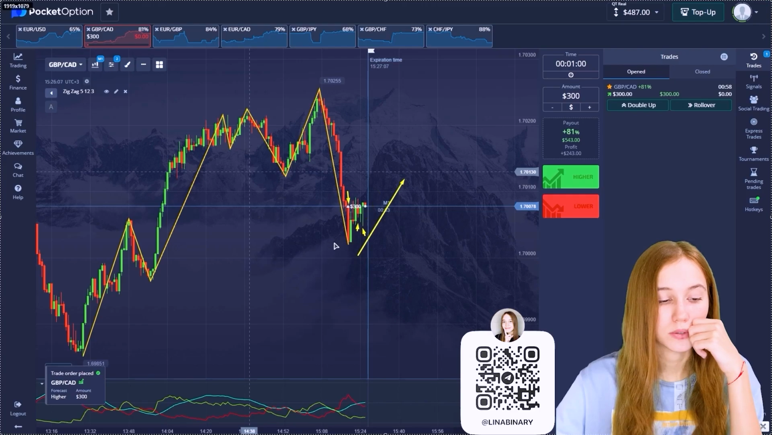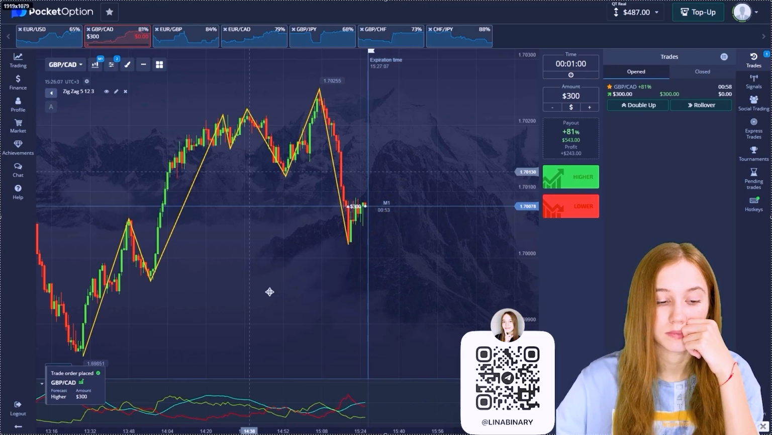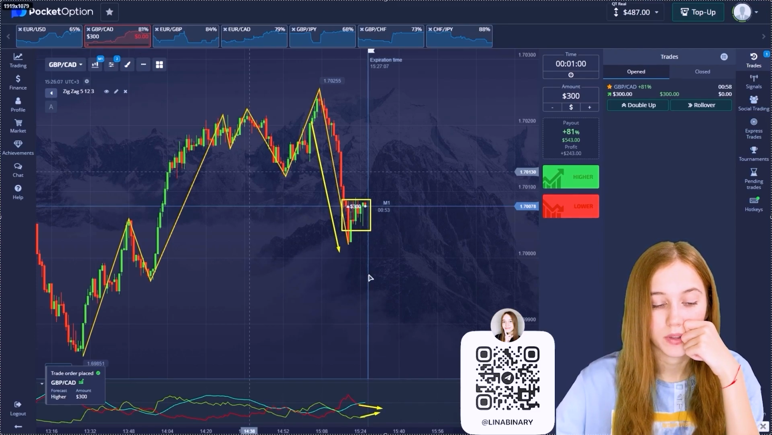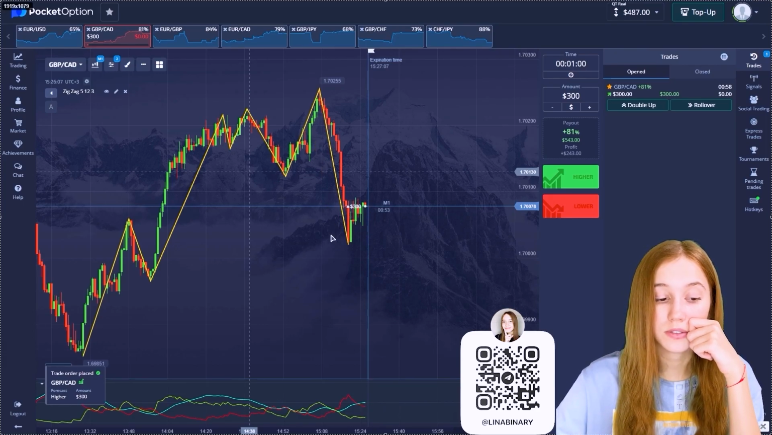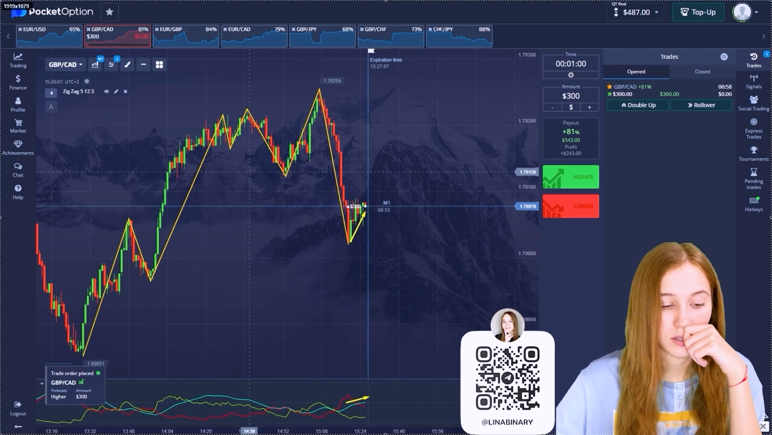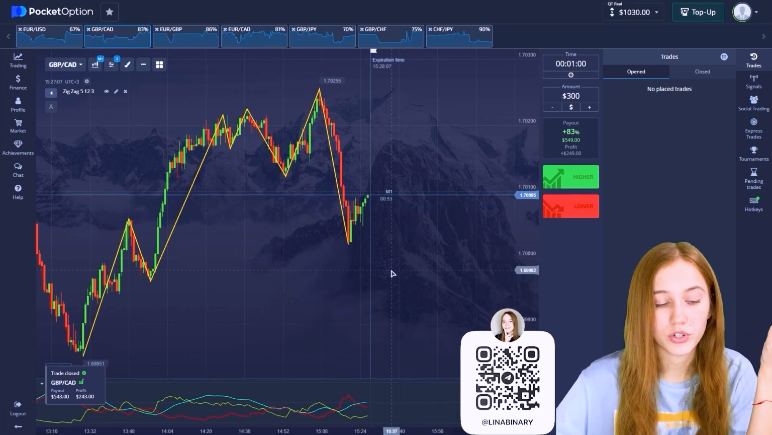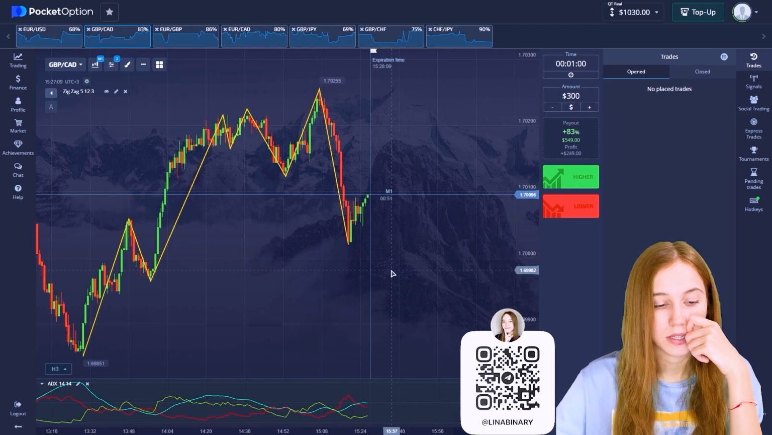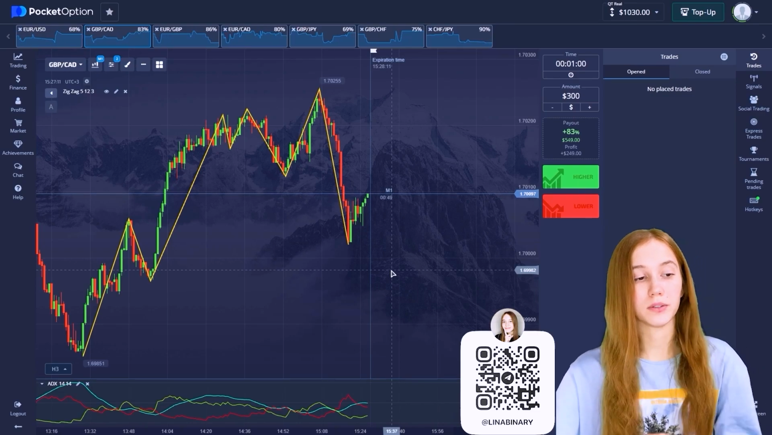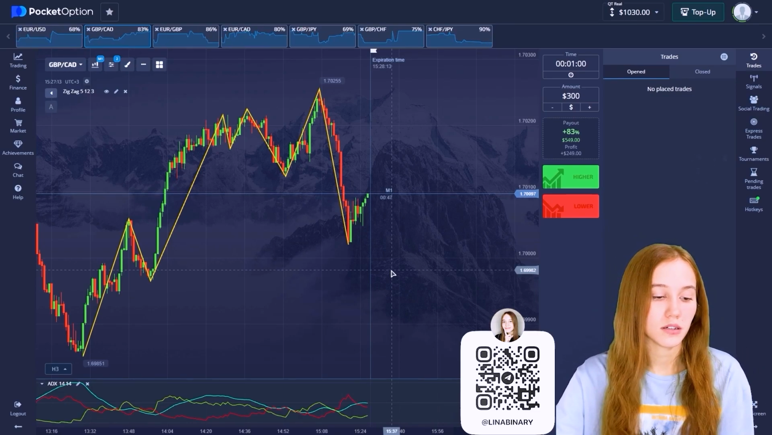According to zigzag, we see that the trend is stable. And according to ADX, there's also some kind of consolidation. So we open a deal based on analysis. The intensity is growing because of the recovery of the chart. And we close the deal in profit. Good. And let's finish our trading session for today.